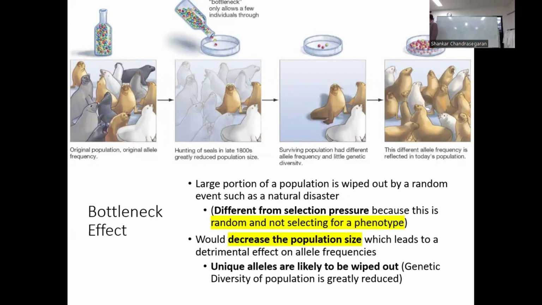Because of the loss of those alleles in the start, the alleles responsible for gray seals or black seals, whatever's left is the alleles responsible for brown seals and white seals, and only those alleles are going to be passed on moving forward, because the others were hunted and they were lost, leaving behind whatever's remaining to carry on the population from there. Yes.